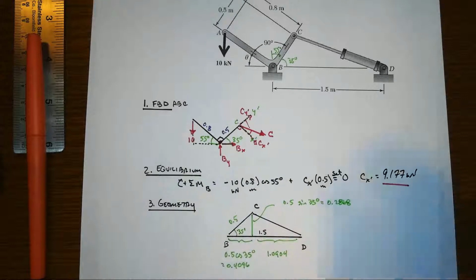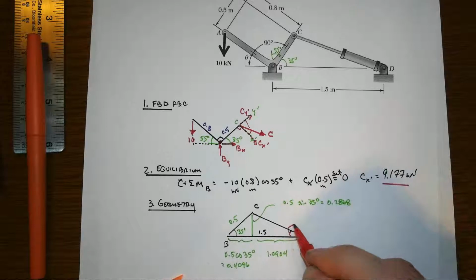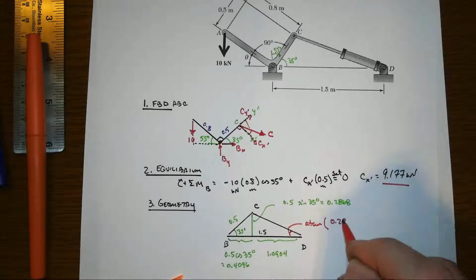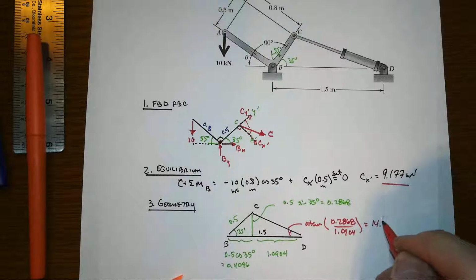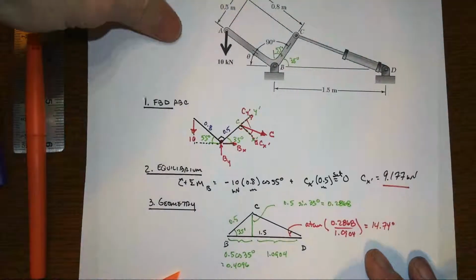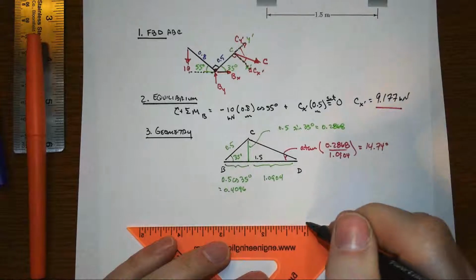That enables me to find this little angle down there, if that's the one I want to find. That will be equal to arctan of opposite over adjacent, so 0.2868 over 1.0904, and that's equal to 14.74 degrees. So, of course, I haven't really drawn this very well to scale, so that's kind of interesting. Maybe because I haven't done that incredibly well to scale, how about we redraw this now that I know some things.